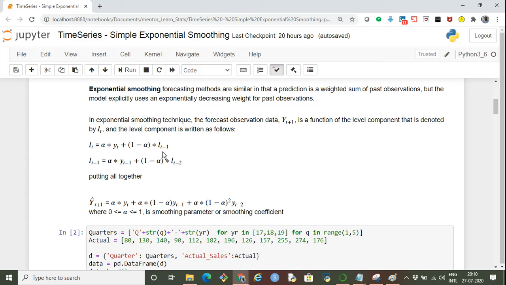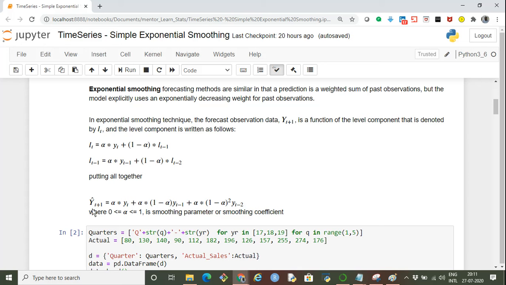Again, this is the level at time period t minus 1. So level at t minus 1 will again follow the same formula. We get alpha yt minus 1 plus 1 minus alpha times lt minus 2, and so on. So if you see, this is nothing but a recursive formula. So ultimately, if we put all these values together, it looks like this.